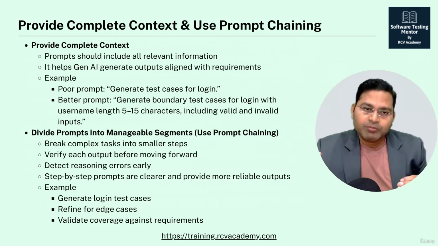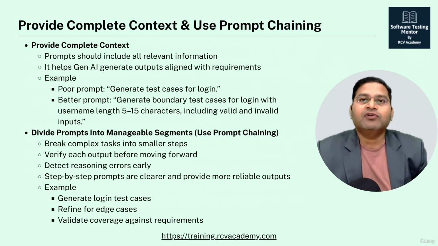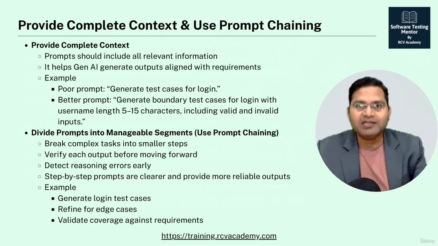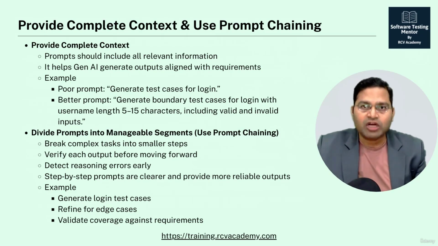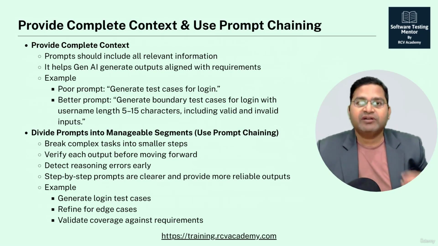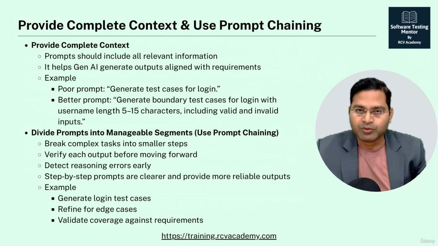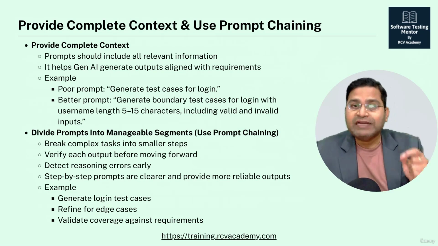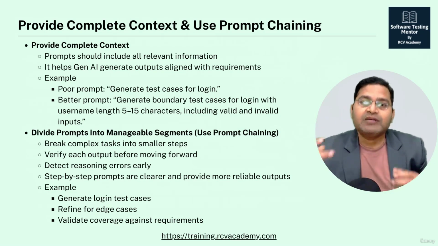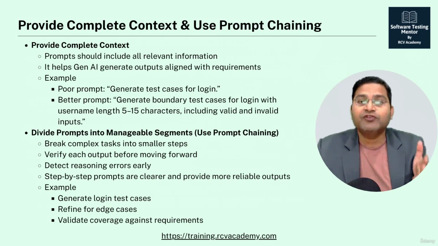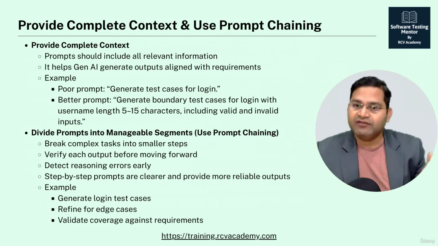For example, a poor prompt could look like: generate test cases for login. This is just a one-liner for login. Obviously your generative AI model will hallucinate and will just provide general information, general login test cases, whichever it has been trained on, or based on its knowledge and thought process. But if you provide the complete context, say, generate boundary test cases for login with username, and you provide the length 5 to 15 characters including valid and invalid inputs.